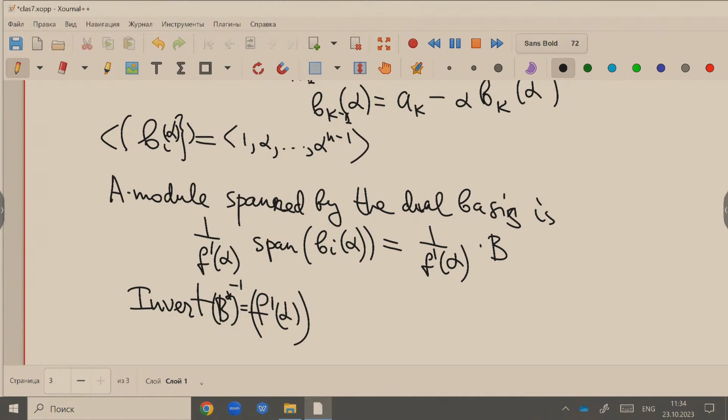Short sequence. If you have a map of varieties, right? That's why you have a short sequence 0. I don't remember. So this is not smooth. Yes, not smooth. So it's very simple.